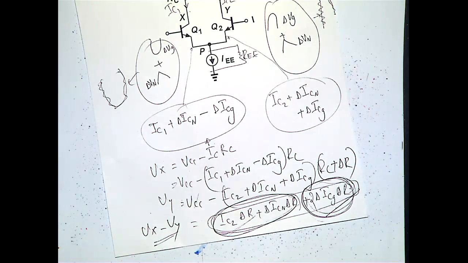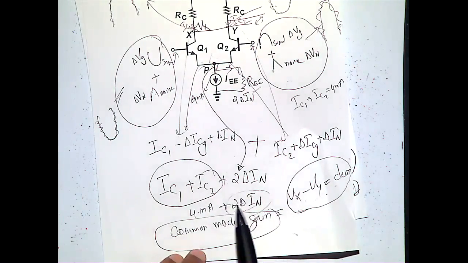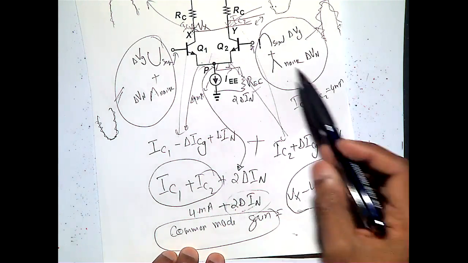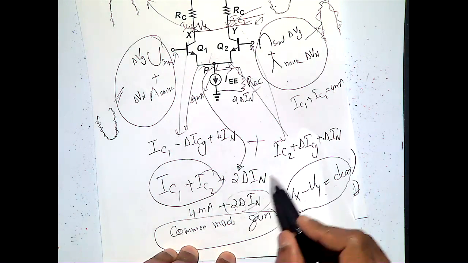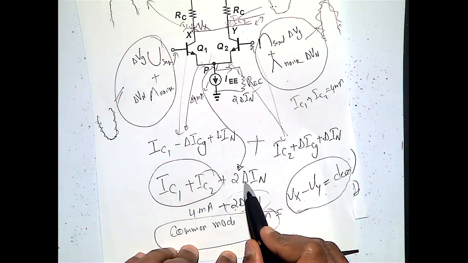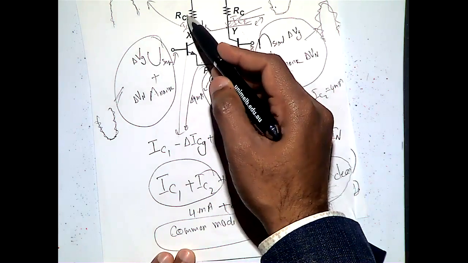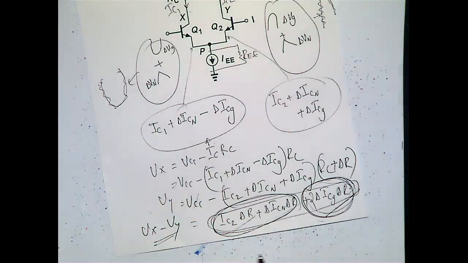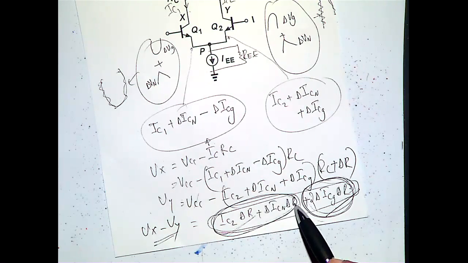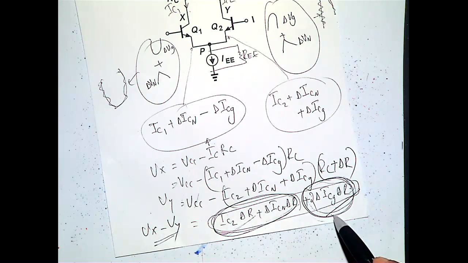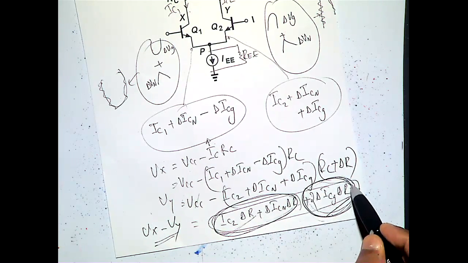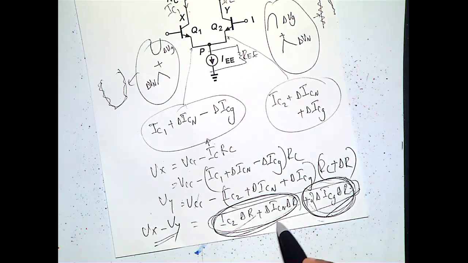So for the differential signal, what will happen is, see, you are getting here Vx minus Vy, when you take it, that is 2 times delta IN into RC. But then here what is happening is, you are getting this delta R, because of that you are getting this extra term in the differential signal. Only expected is this one, but then you are getting this value. So this is arising because of the common mode signal.